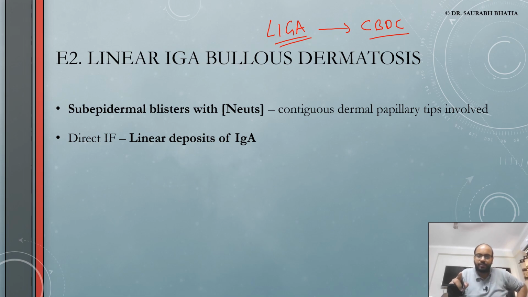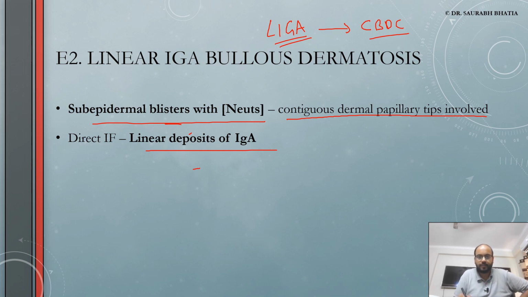Okay, so as the name suggests, there will be IgA deposition, but linearly, not granularly, linearly. So you have subepidermal blisters with neutrophils. We are discussing that. But contiguous dermal papillary tips are involved. What do we mean by contiguous? That means one after the other dermal papillary tips are involved, and it will lead to a contiguous linear deposition of IgA, and that is what you see in direct immunofluorescence, linear deposits of IgA.